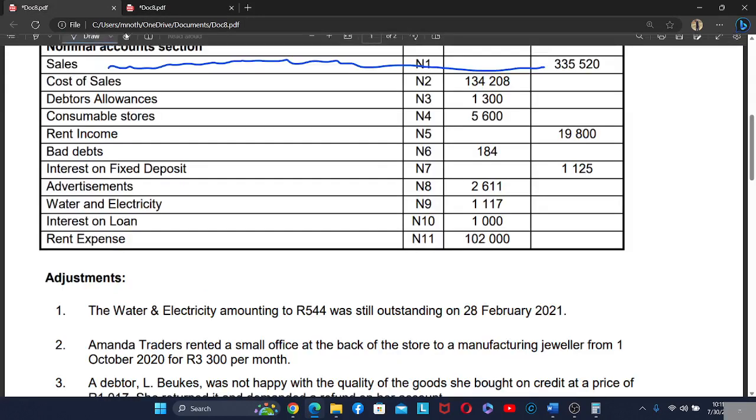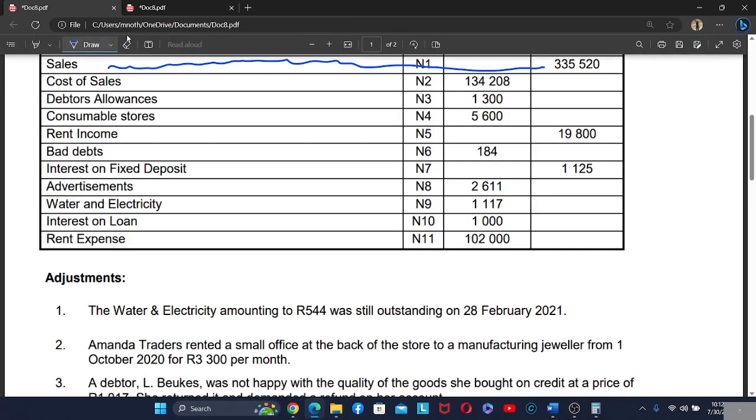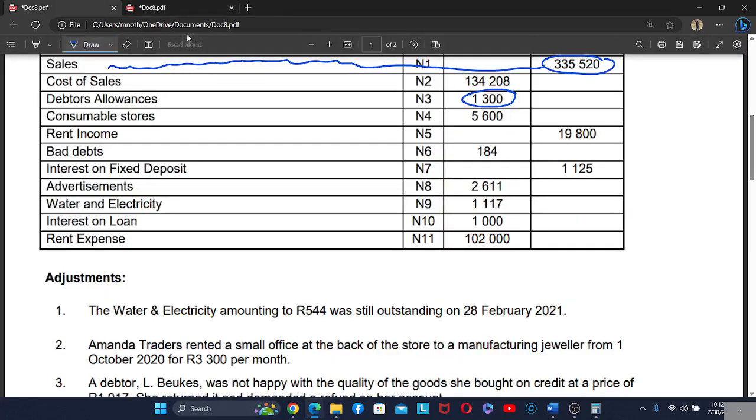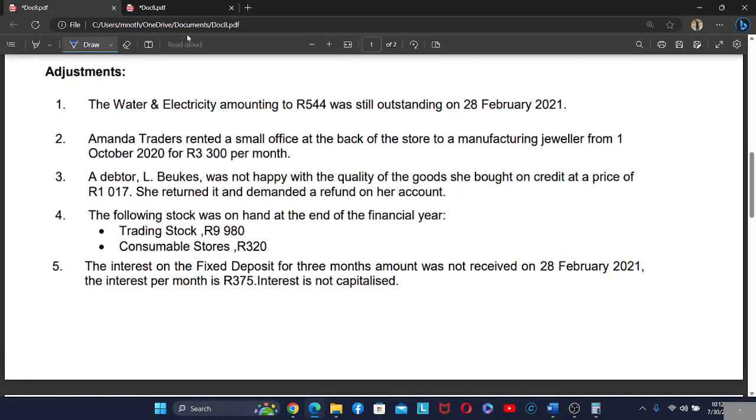Okay, so when you are doing the income statement, the first thing that you must do is take the sales and then subtract the debtors allowances. The debtors allowances are 1,300. So minus 1,300. And then let's go to the adjustments. Adjustment number 1.